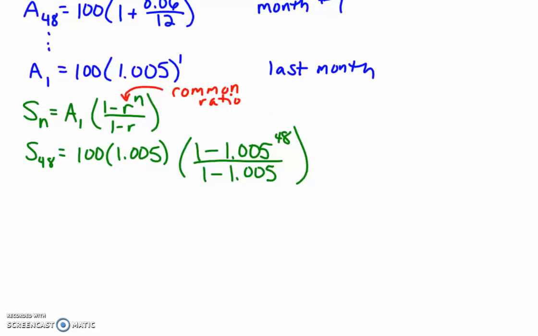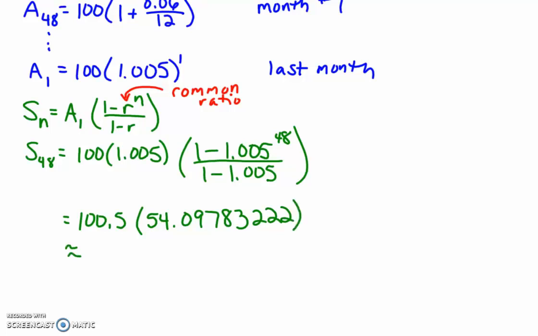And so when we multiply 100 times 1.005, we end up with 100.5. And then if you plug in the fraction into the calculator, you end up with 54.0978322. And then when you multiply that, you get about $5,436.83. And that is the balance of the annuity after 4 years.